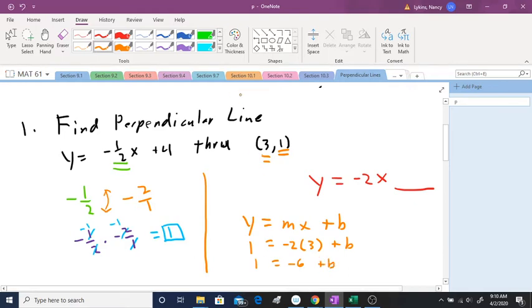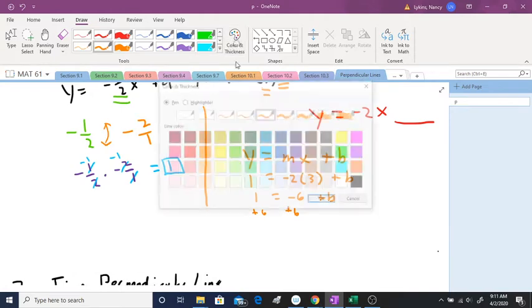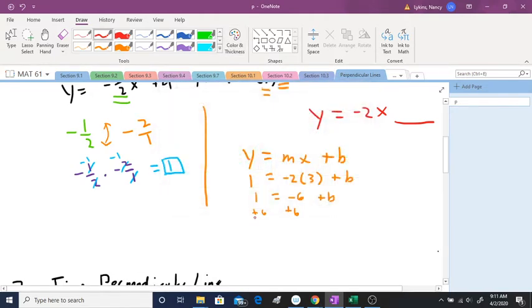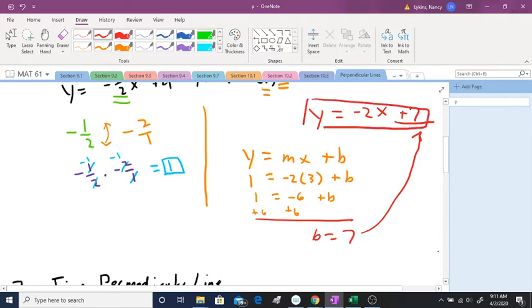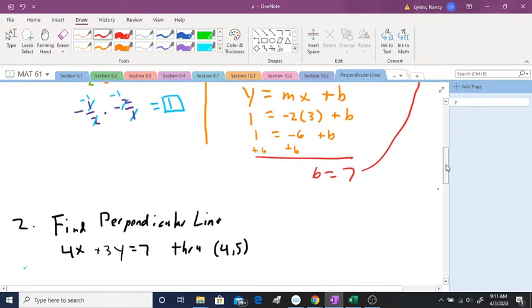Then I'm going to add my 6 to both sides. And in this case, b equals 1 plus 6 is 7. Since that 7 is positive, it's going to be plus 7. This is my new equation. It's the equation perpendicular to negative 1/2 x plus 4 through (3, 1).